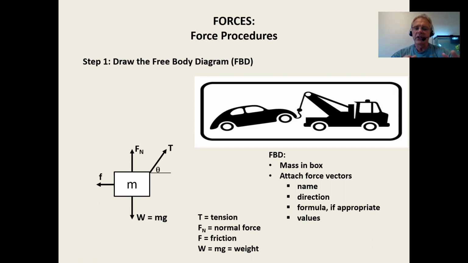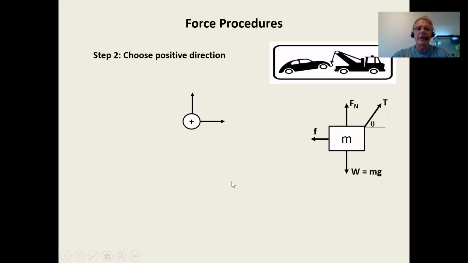Mass inside the box, the 4 forces that are acting in this particular case: normal force up, gravity down, tension to the right, friction to the left. Okay. Now, the next step is to get control of my screen. The next step is to choose a positive direction.